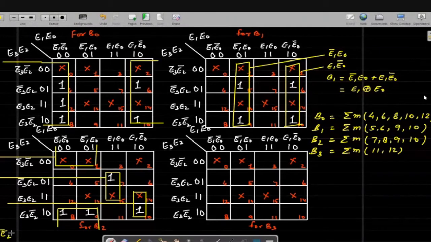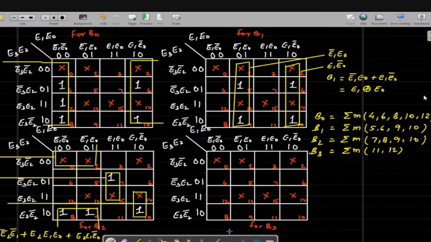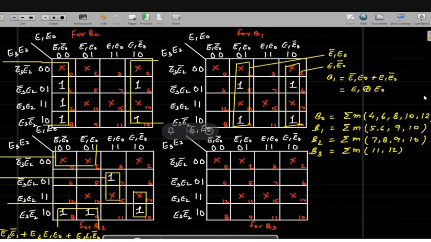And the B2 can be written as E2 bar E1 bar plus E2, sorry, this is E2 E1 E0 plus E2 E1 E0 bar. Is it clear?